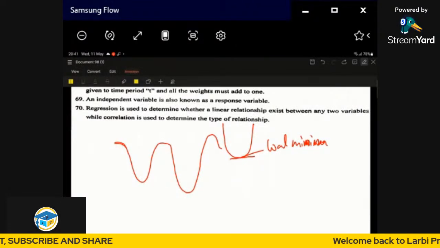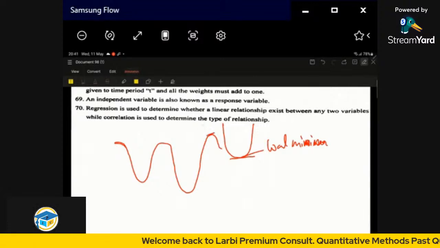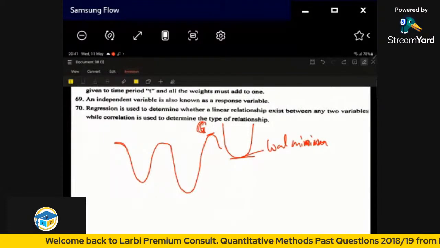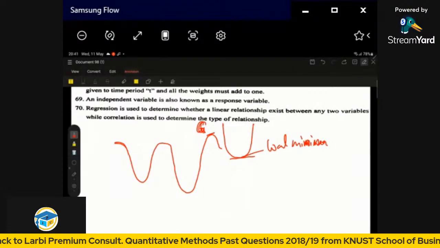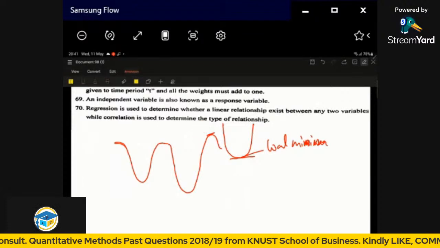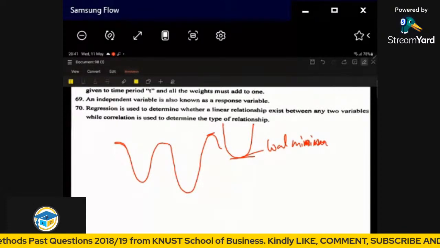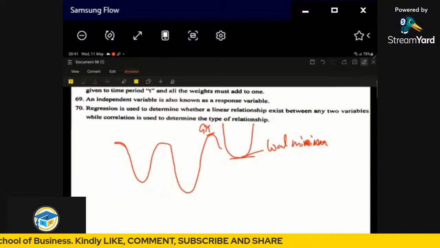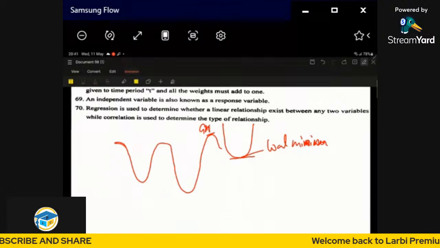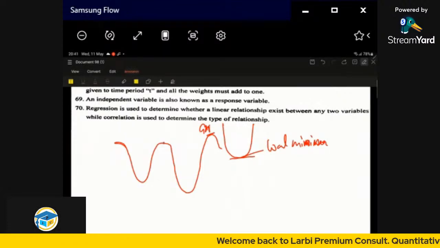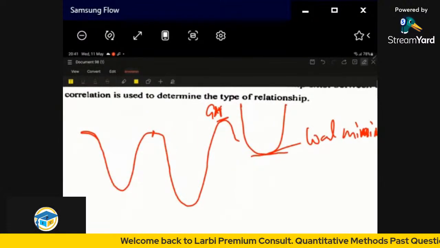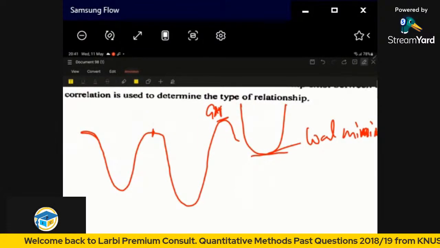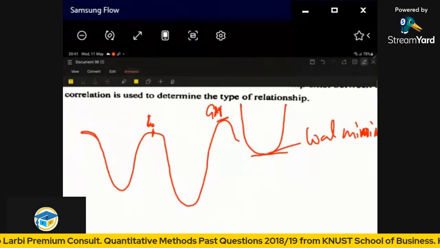We are saying that at this point, we can call this point our global maximum. Why is it called global maximum? Because the global maximum on the curve has the highest peak. You can clearly see that my global maximum here is higher than this one. Is that okay? It's higher than this. So here becomes my local maxima.